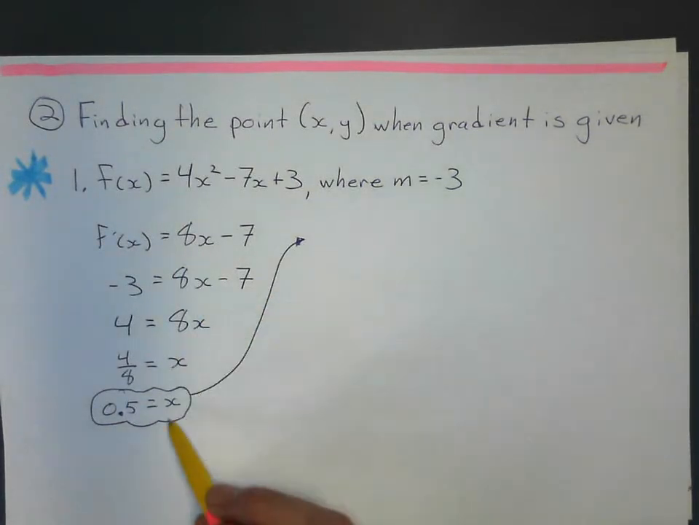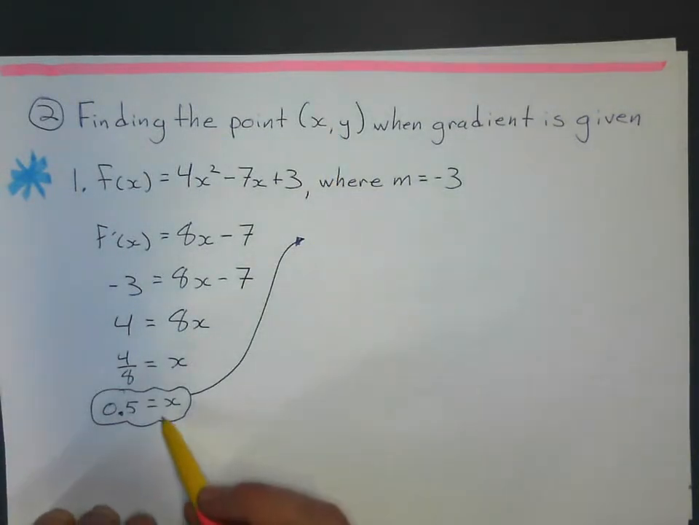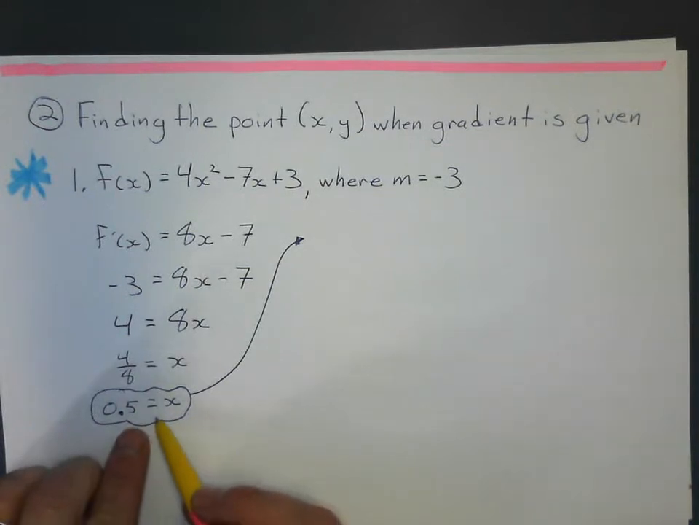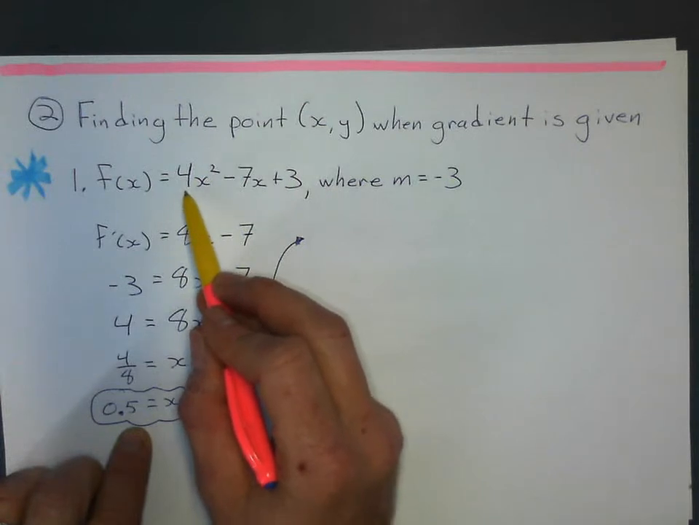Okay, so I'm not finished. What I've done is solve for the x-coordinate, but how do I find the y-coordinate? I've got half of it. I want the point. So to get this, I'm going to take this x value and substitute it back into the original equation to find the y-coordinate.